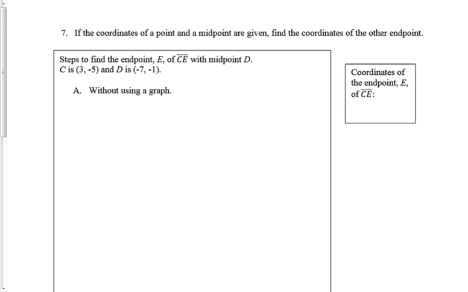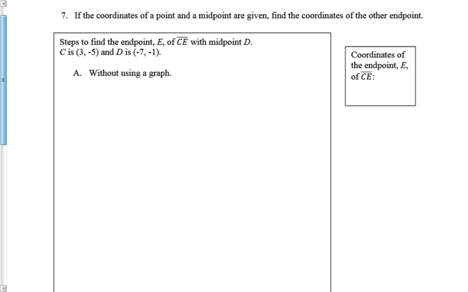We're now on number 7. So for number 7, we're doing the same thing we just did. Coordinates of a point and a midpoint are given. Find the coordinates of the other endpoint. However, if you look at this one, I have no graph given to me. So actually, let me scroll down. I have no graph given to me. So we need to deal with this without a graph. On the next page, we're actually going to deal with it with a graph.